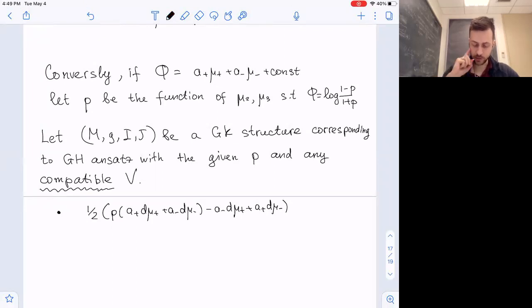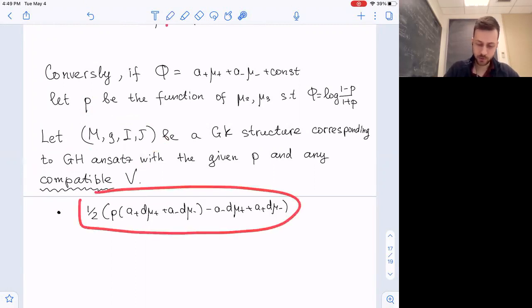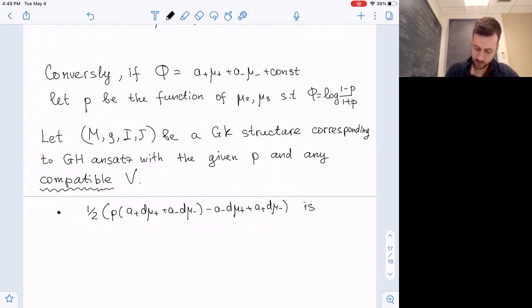So conversely, you start with such phi, you cook up the corresponding angle functions and take some compatible function v, and you realize it through the Gibbons-Hawking ansatz, some generalized scalar manifold. So on this generalized scalar manifold, you will have this one form. This one form is closed.